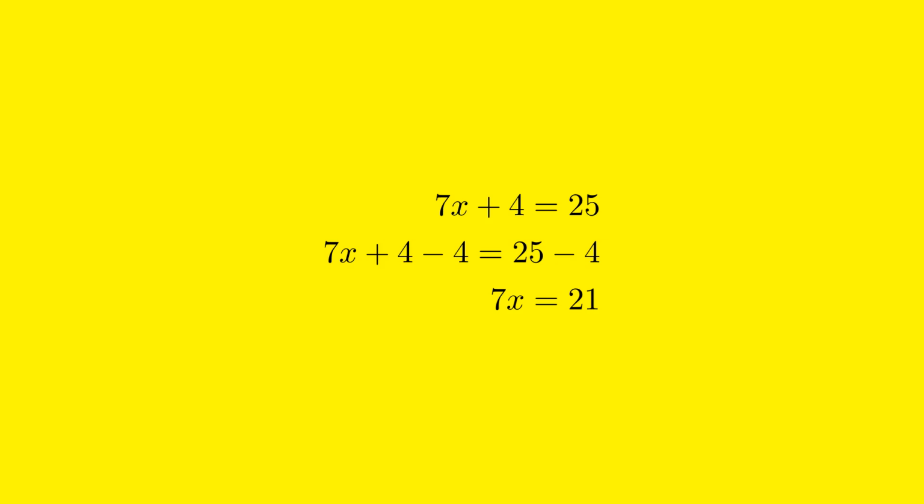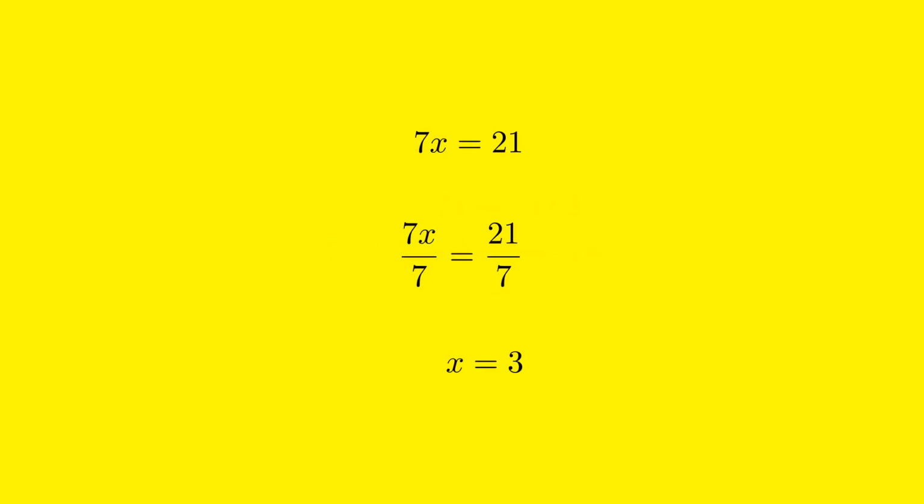In summary, in step 1, we subtracted 4 from both sides of the equation, altering it from 7x plus 4 equals 25 to 7x equals 21. This helps us get closer to solving for x by isolating the term with the variable on one side.